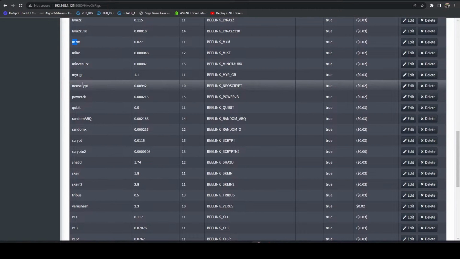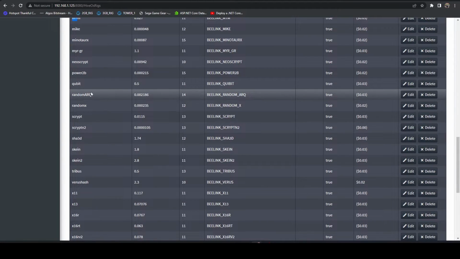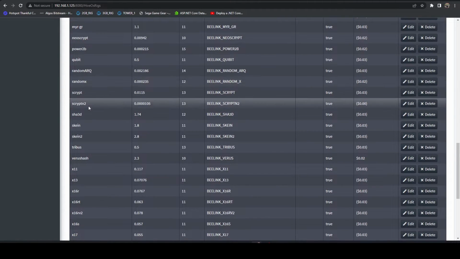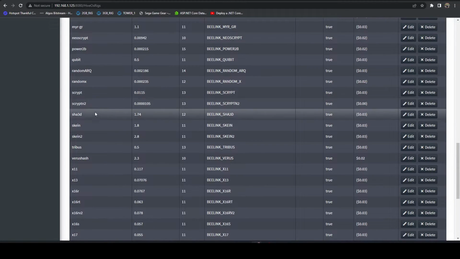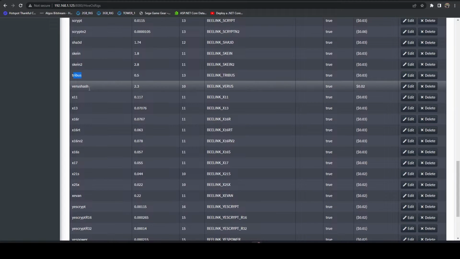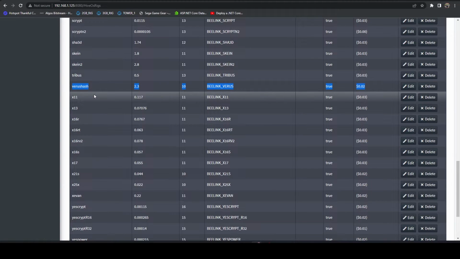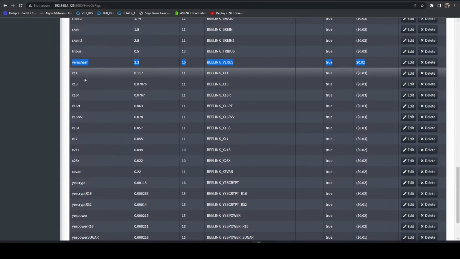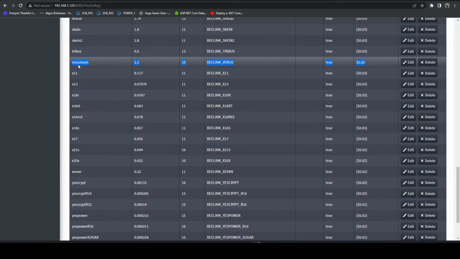Minotaur X, Myriad, Neoscrypt, Power2B, Qubit, again an ASIC or FPGA algo, RandomARQ, RandomX, which would be your Moneros, your BiblePay, things like that, Scrypt-N2, SHA-3D, which I actually mine with my FPGA as well, Skein2, Tribus, another FPGA algo, VerusHash, obviously mining the most of. In fact, Verus I've been mining the most of, I would say, for the past 3 years or so. There was a little bit of Raptoreum in there in those early days. You know, I was getting like $5 a day on Raptoreum before the big spike in hash. So on and off with Verus during that time, but for the most part, I've been relatively stable on VerusHash.